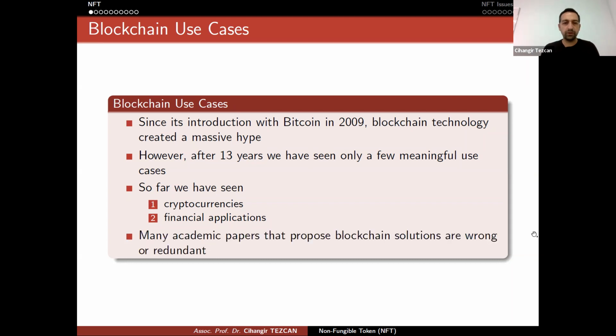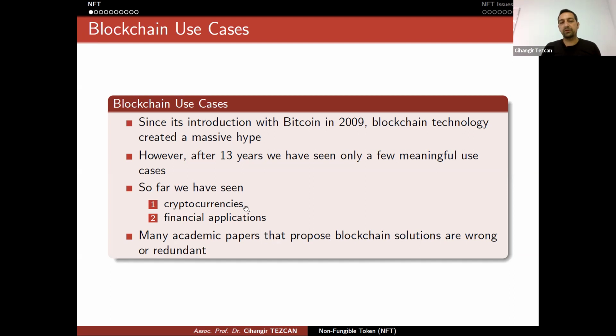Okay. But you might also say that I have seen a lot of academic papers where they propose use of blockchain to solve a problem. But unfortunately, most of them are wrong or redundant. So you have to take it with a grain of salt when you see a blockchain paper where they suggest to use a blockchain in one of the problems. You will realize that you can solve the same problem in different methods in a more efficient way. Okay, so there are only a few examples of blockchains that we have seen so far that are really useful.